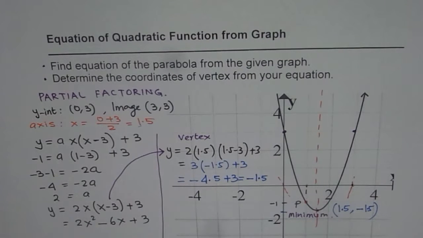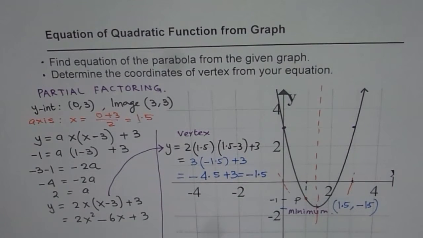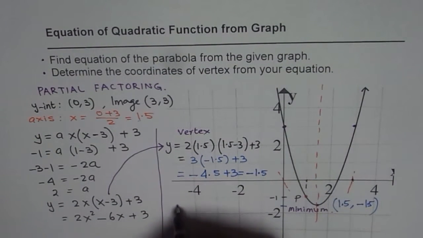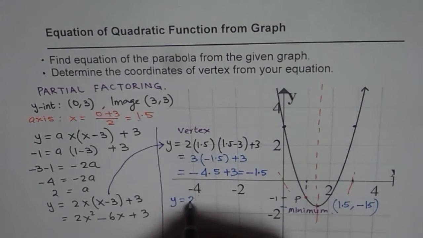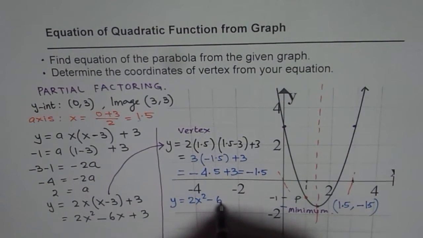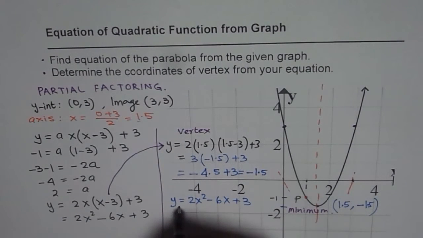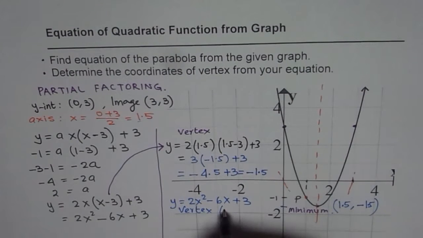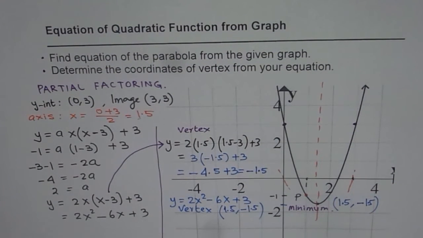I hope with this you understand how to find the equation in the factored form and then write it in standard form. So our answer is, the equation is y equals 2x squared minus 6x plus 3, and the vertex is at 1.5, minus 1.5, and the vertex represents a minimum for us. I hope that's absolutely clear and you appreciate this method of partial factoring.